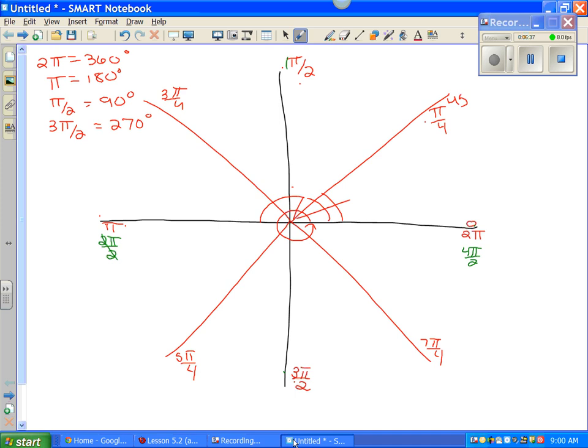Okay, and we're going to do a lot of this tomorrow. All right? Okay, so 0, pi over 2, pi, 3 pi over 2, 2 pi. Real quick around that unit circle. Okay? All right.